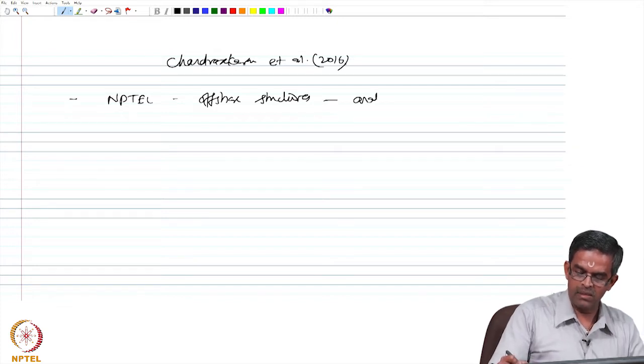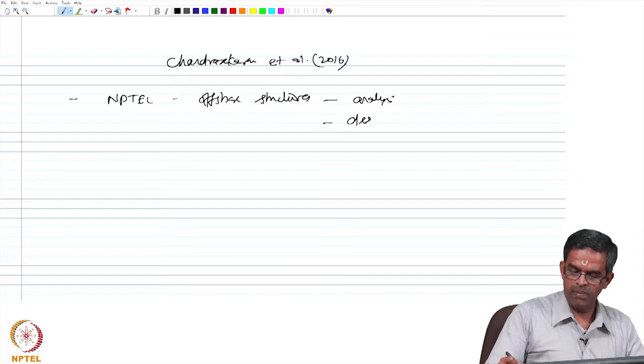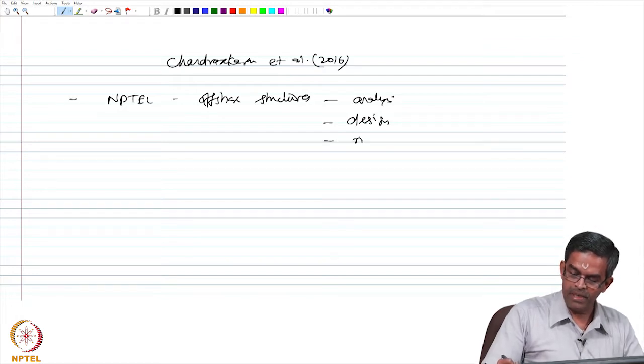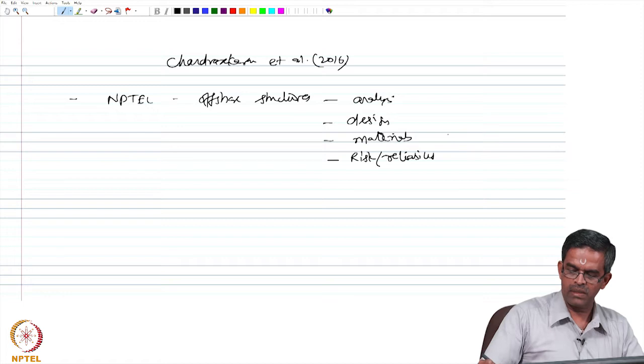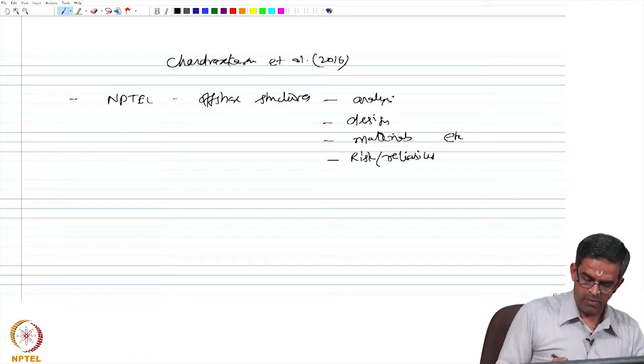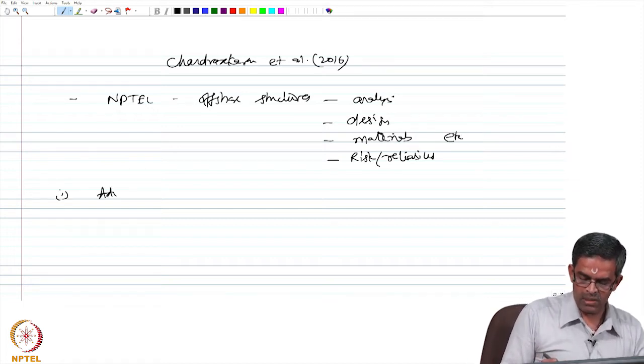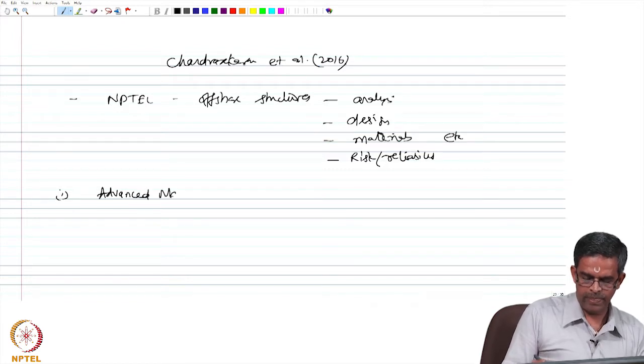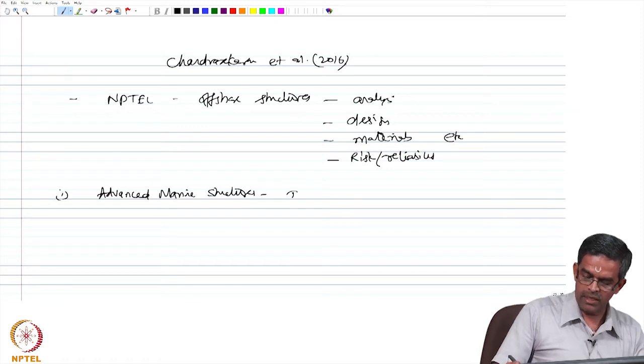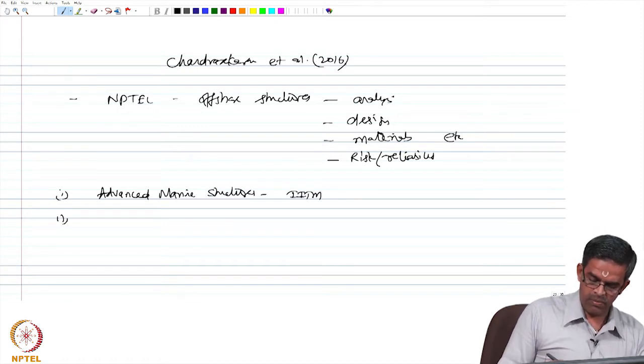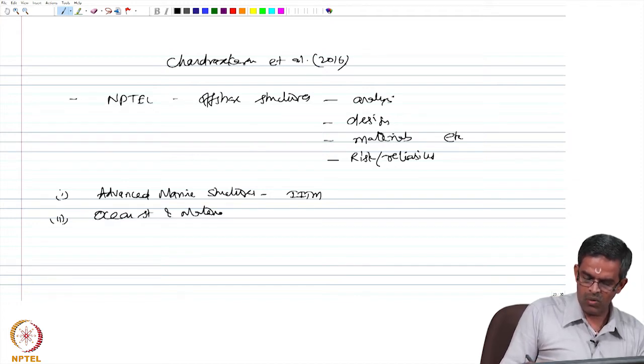the analysis, design, materials, risk and reliability, etc. Okay. For example, you can look at advanced marine structures, an NPTEL course offered at IIT Madras. The second could be ocean structures and materials, an NPTEL course offered at IIT Madras.